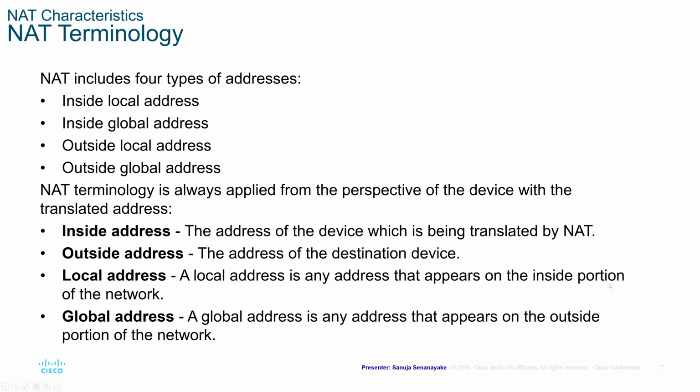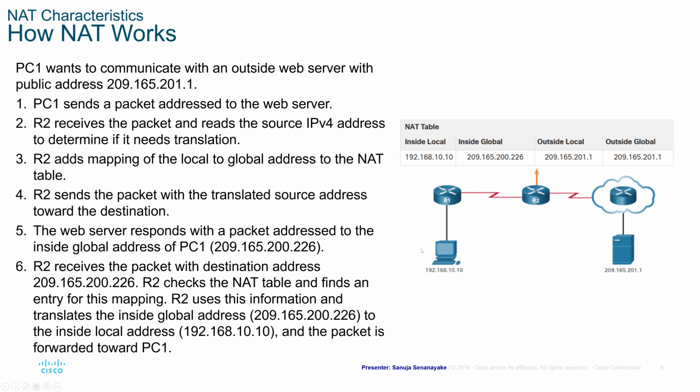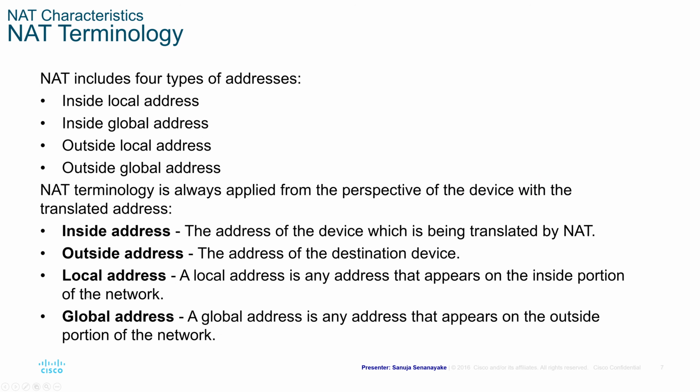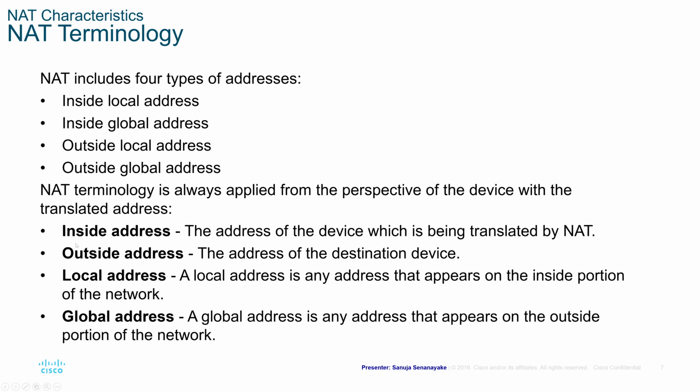The local address is any address that appears on the inside portion of the network. So the local address is the address that is in the inside portion of that NAT table. While the global address is any address that appears on the outside portion of the network. So remember, if you go back in here, the inside address is right here, the outside address is right here, and the other options we have in here are the local address and the global address. The local address is here, the global address is outside, and then you have the inside local and the outside local. You actually see all of that information appear on the NAT table. So remember those terms, and remember that the terminology is applied from the perspective of the device with the translated address. That's very important.